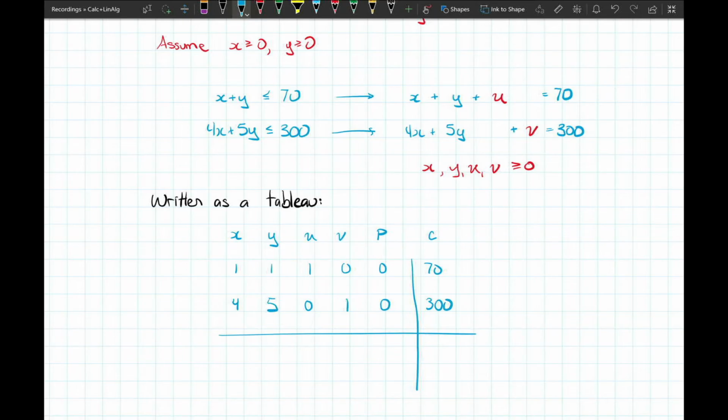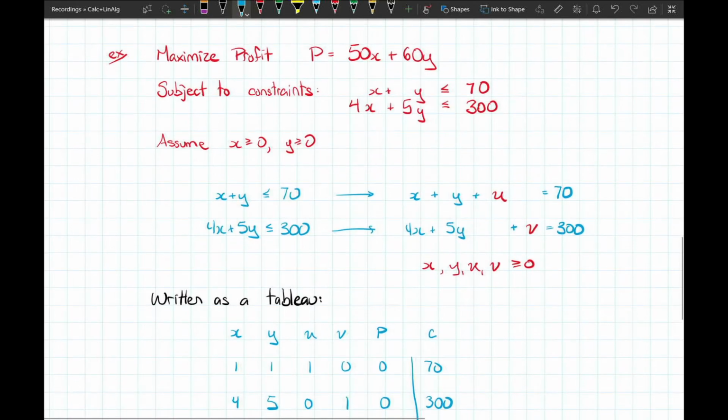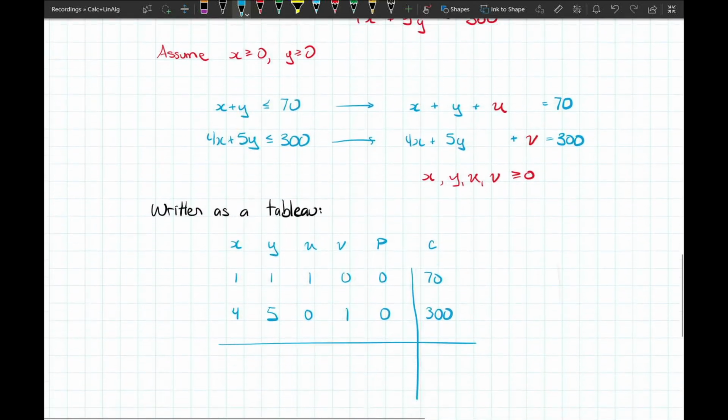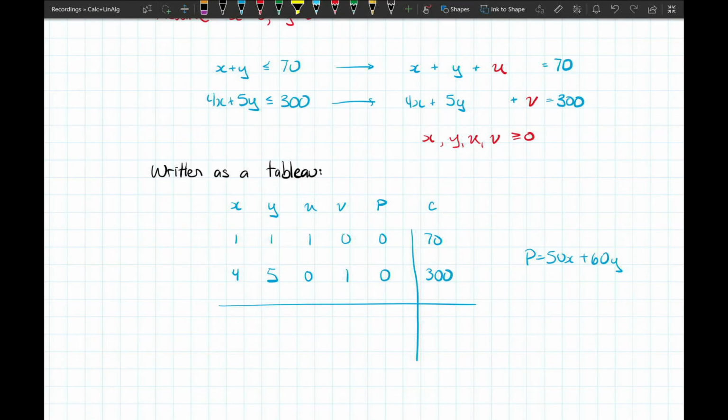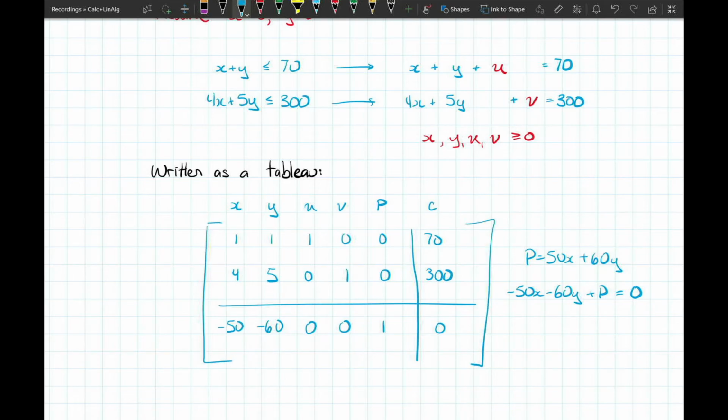And last but not least, we have to do a little bit of rearranging on our profit function. Taking a look, profit is equal to 50x plus 60y. Now we'll do a little rearranging to get 0 on the right-hand side and subtract 50x and 60y from the left. Negative 50x minus 60y plus p equals 0. And so on our last row, we'll have a negative 50, a negative 60, 0 for both of the slack variables, 1 under profit, and 0 for the constant. And then we can finally finish up our brackets for the matrix.